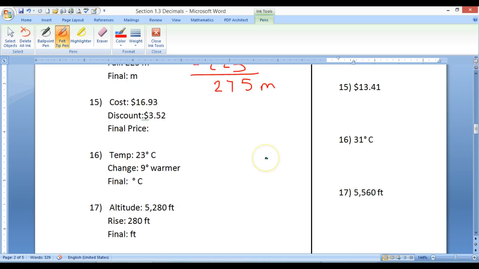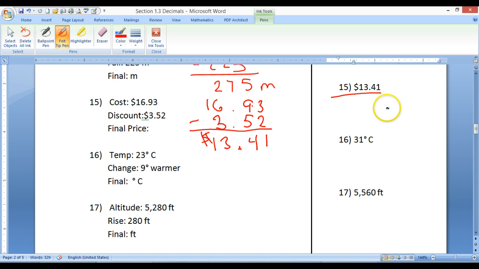Okay, the next one. We have a cost of $16.93 with a discount of $3.52. A discount means that I'm going to be taking money off. So I'm going to set this up. $16.93. Don't forget to line up the place values. So 3.52. My decimals are lined up. And because this is a discount, I'm subtracting. 3 minus 2 is 1. 9 minus 5 is 4. Don't forget to line up the decimal. 6 minus 3 is 3. 1 minus nothing is 1. So the final price is $13.41.